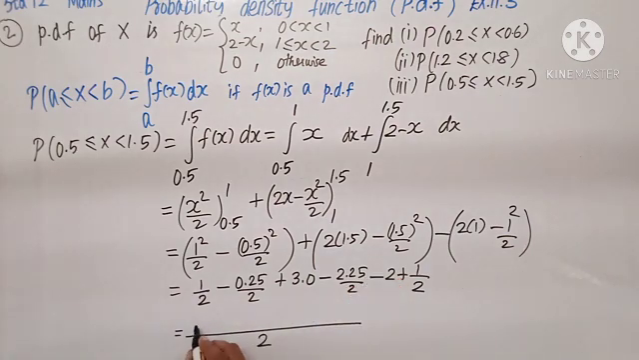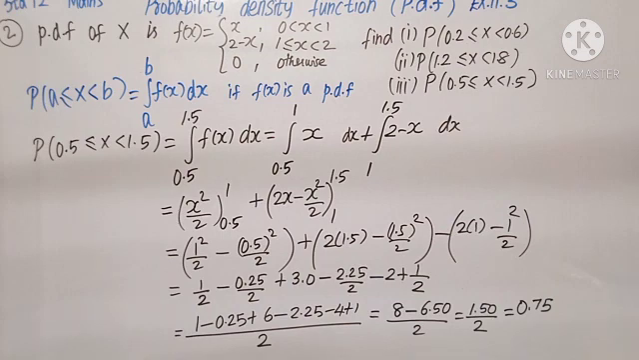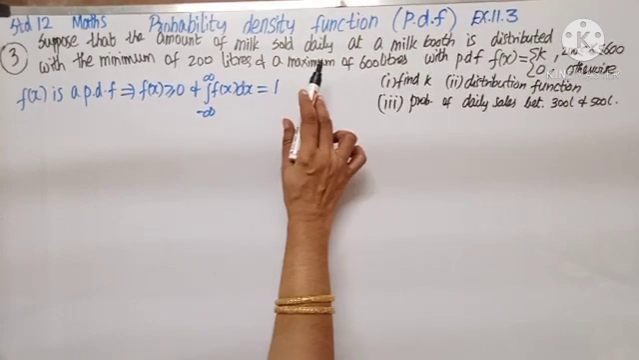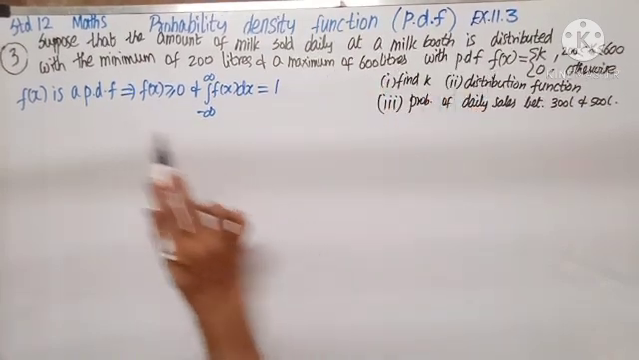Since 2 is the LCM, we have 1 minus 0.25 plus 2 3s are 6 minus 2.25, 2 2s are 4 plus 1. Simplifying which, we get all the positives together 8, negatives together 6.50. 8 minus 6.50 is 1.50 by 2. That leads to 0.75.